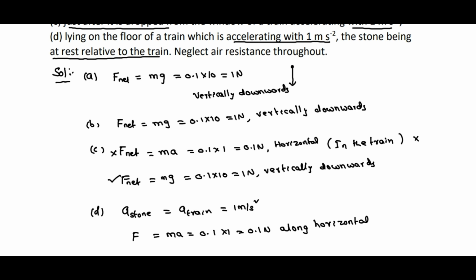You may have one doubt. Why is the gravitational force not acting here? The gravitational force is acting on the stone. That is mg. At the same time, a force of the same magnitude is exerted by the contact surface, which is called the normal force. So, vertically, F net is equal to 0. So, we only have the force along horizontal.